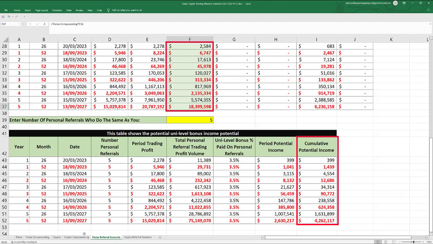So you've now got scenarios for Forex and crypto for just withdrawing every month, compounding, and also if you referred other people.